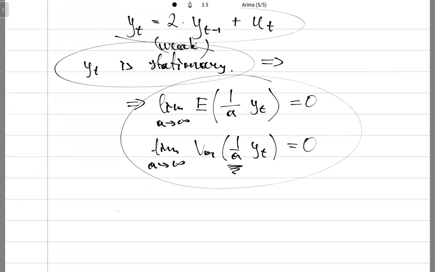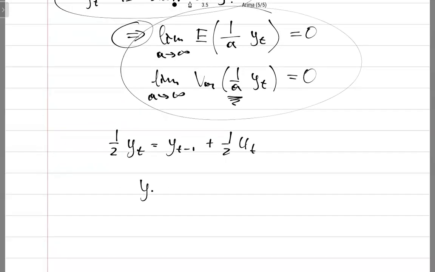I rewrite this equation. Because it works for every t, I can write that 1 over 2 yt. Wait, but these are not the only conditions that we need to prove. Yeah, you are completely right, I have an implication in one direction. That's not the only requirement. Okay, let's go on. I divide by 2 and get 1 over 2 yt equals yt minus 1 plus 1 over 2 ut. So I have yt minus 1 equals 1 over 2 yt minus 1 over 2 ut.